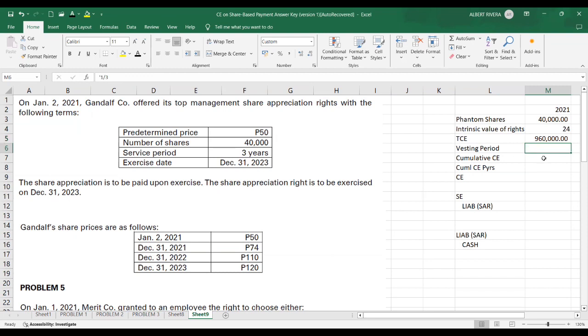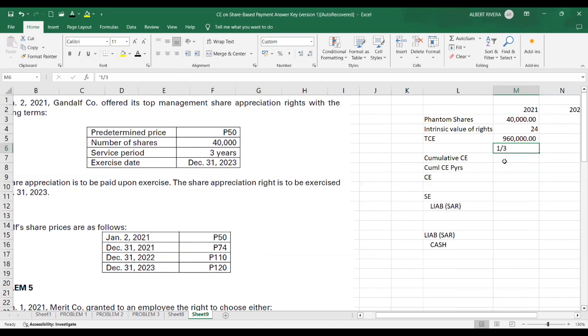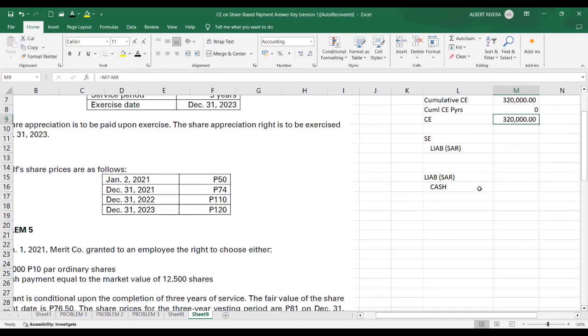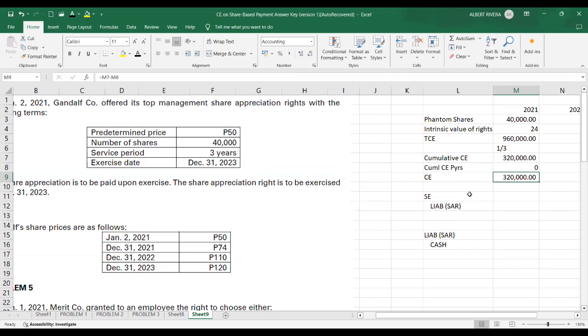The vesting period, that would be to compute for the compensation expense times 1 over 3. The vesting period here is 3 years. This is just the first year, no? So this is now 960 times 1 over 3, 320. The cumulative compensation expense prior years, so that is 0. This is just the first year. The entry here would be a debit to salary expense and credit a liability or the share appreciation rights. Okay, so this is now 320,000 for the first year or 2021.